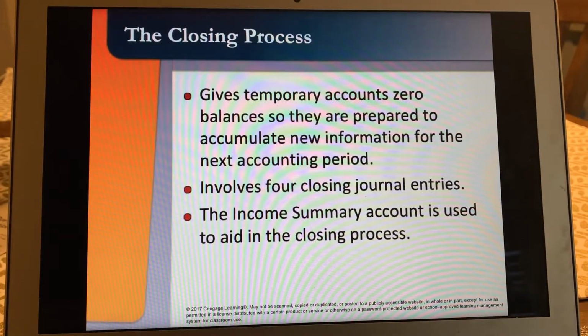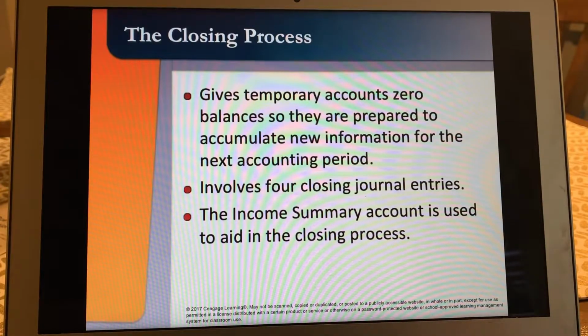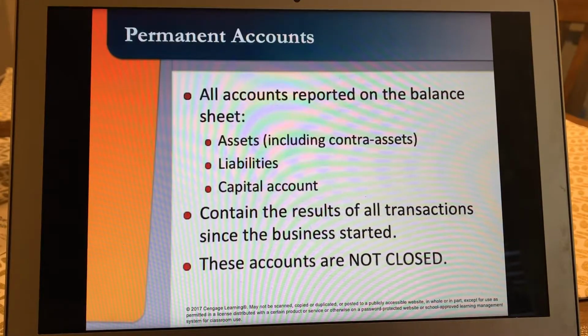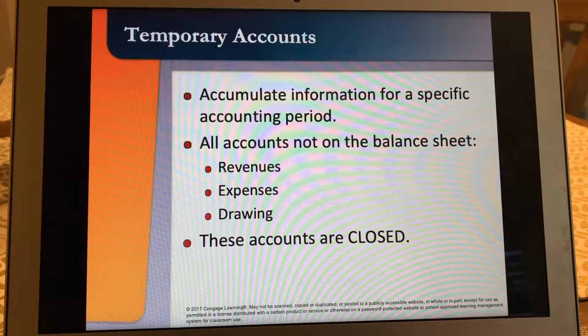Okay. Journalizing the post-closing entries. What this does is it gives temporary accounts zero balances, so they are prepared to accumulate new information for the next accounting period. You don't just want those building up. It involves 4 closing journal entries. The income summary account is used to aid in the closing process. All accounts reported on the balance sheet, assets, including contra assets, liabilities, and the capital account, contain the results of all transactions since the business started. These accounts are not closed. Temporary accounts accumulate information for a specific accounting period. All accounts not on the balance sheet, revenues, expenses, and drawing, are closed.